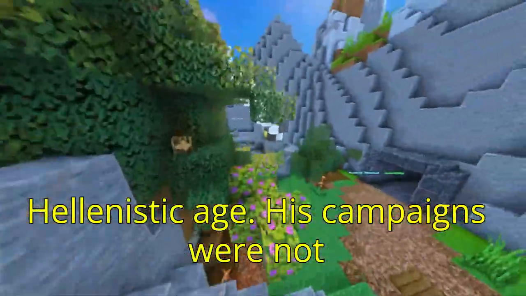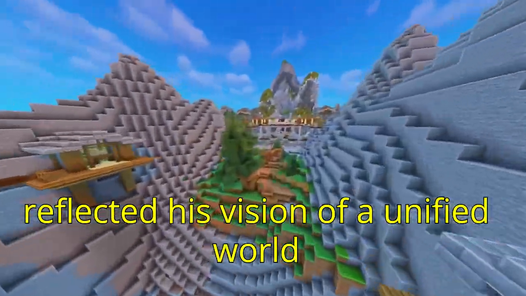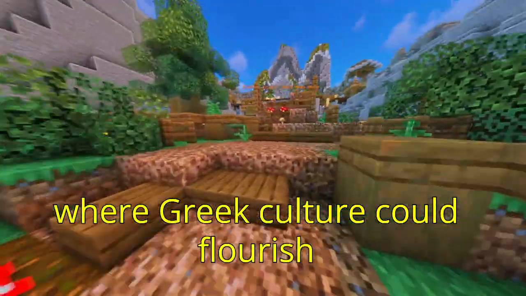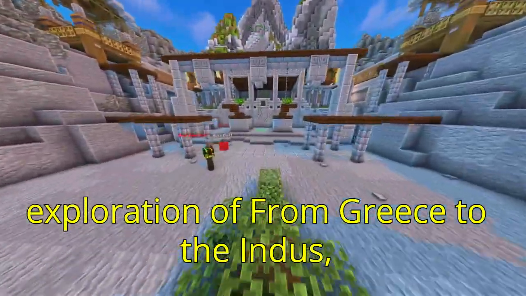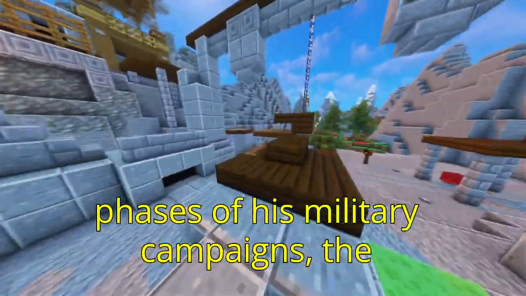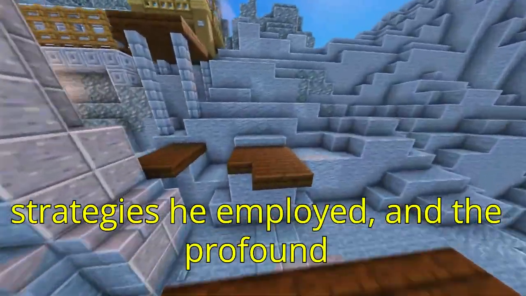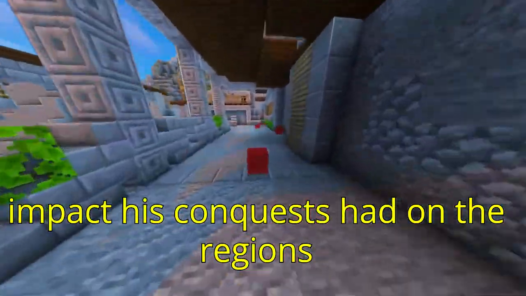His campaigns were not merely about territorial expansion. They reflected his vision of a unified world where Greek culture could flourish alongside local traditions. This exploration of From Greece to the Indus, Alexander's conquests will detail the key phases of his military campaigns, the strategies he employed, and the profound impact his conquests had on the regions he encountered.